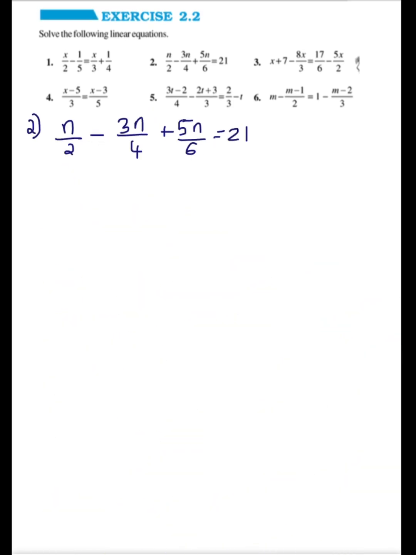So this is the second question: n by 2 minus 3n by 4 plus 5n by 6 equals 21. First itself the variables are on one side and the remaining thing is on the other side, so you don't have to separate the variables here. Now what is the next step?